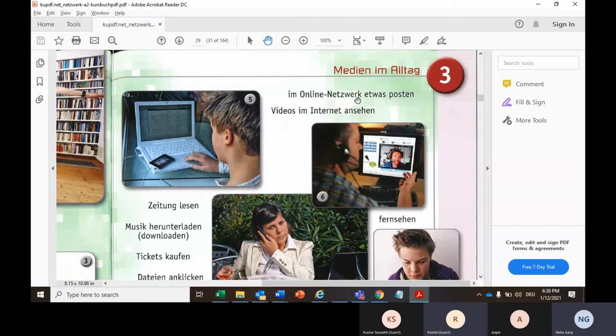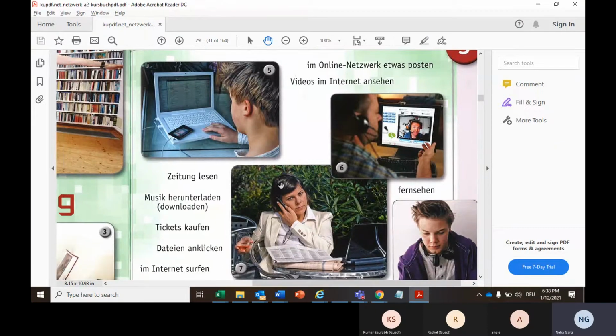So here, im online Netzwerk etwas posten, that means to post something on an online network. Dann Videos im Internet ansehen. So sehen is to see, but ansehen is to view. Dann Zeitung lesen, that means to read newspaper. Musik herunterladen, herunterladen means to download. And then hochladen bedeutet to upload.